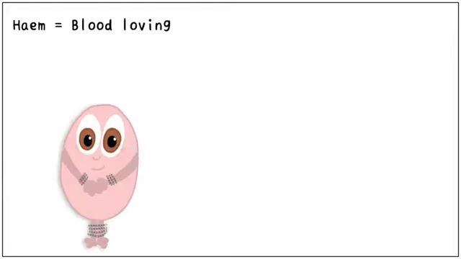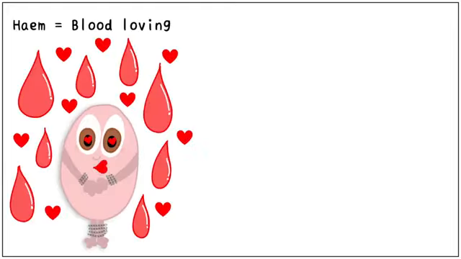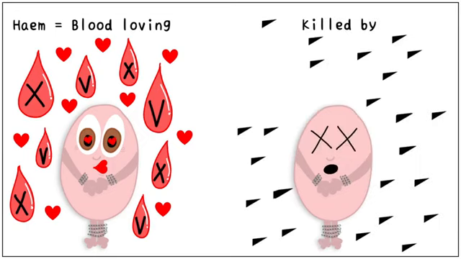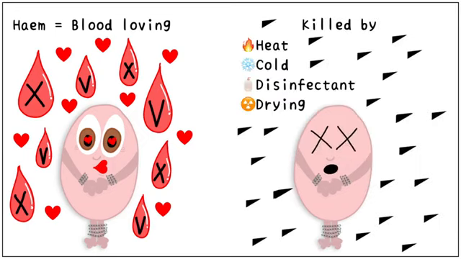Haemo means blood loving. Haemophilus requires factor 5 or NAD and factor 10 or hematin for its growth. However, it is a very delicate organism and is easily killed by contact with heat, cold, disinfectant, and drying.